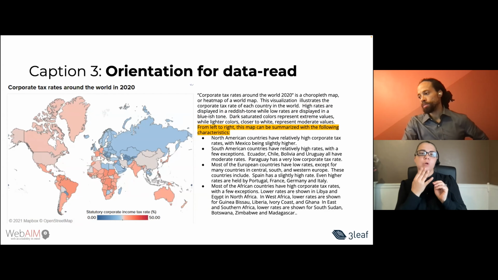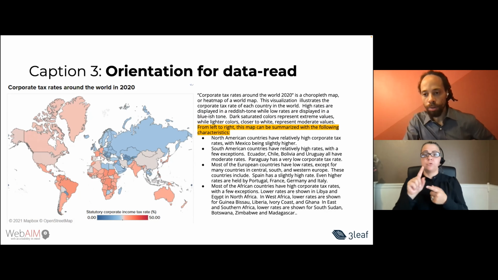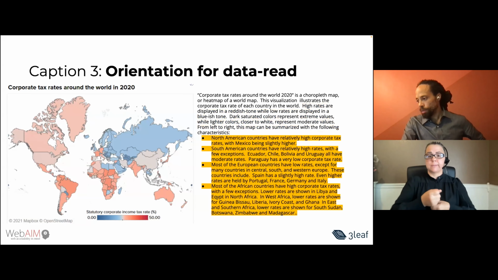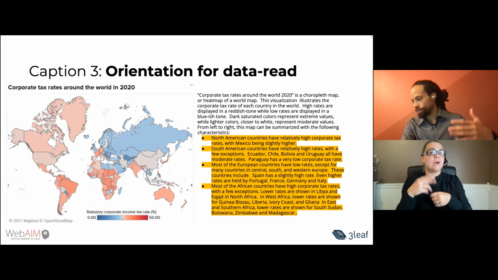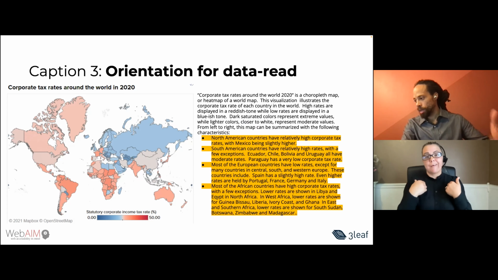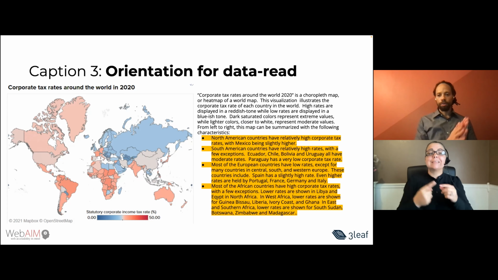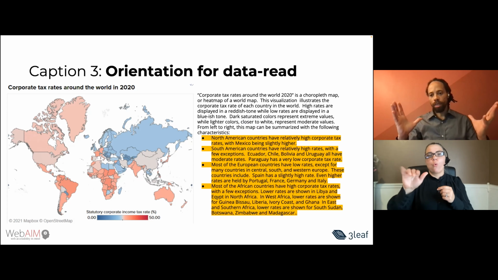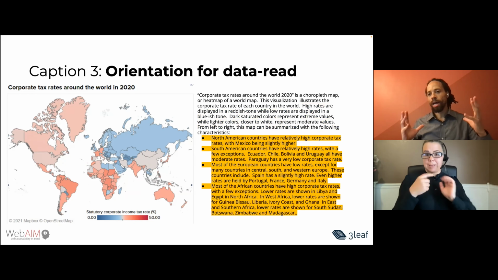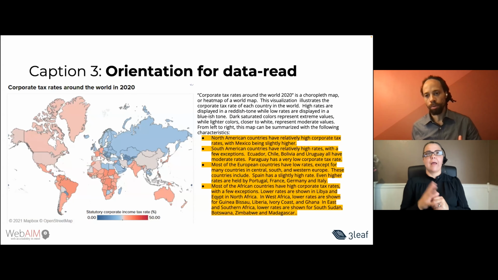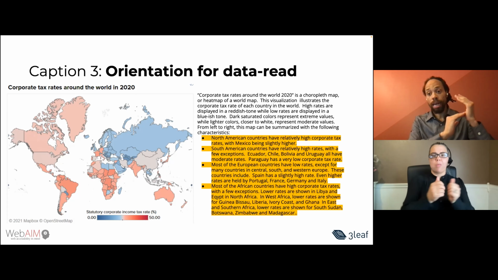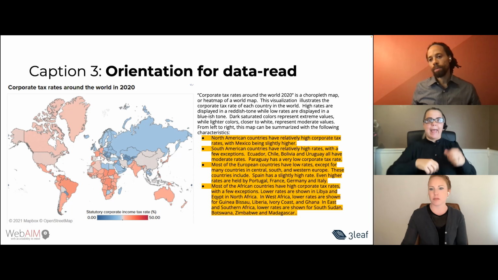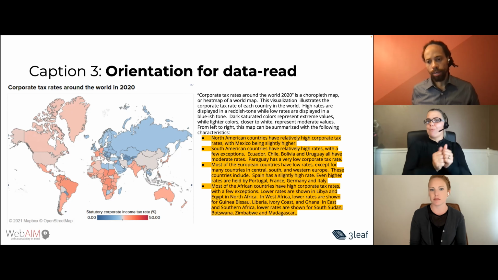From left to right, this map can be summarized with the following characteristics. North American countries have relatively high corporate tax rates, with Mexico being slightly higher. South American countries have relatively high rates with a few exceptions: Ecuador, Chile, Bolivia, and Uruguay. And you kind of get the idea, right? So we set the scene for describing the data as naturally as possible. We start with the most important information that the viewer cannot do without. And we describe things in more of a storytelling kind of way.